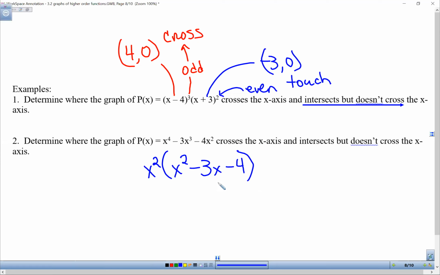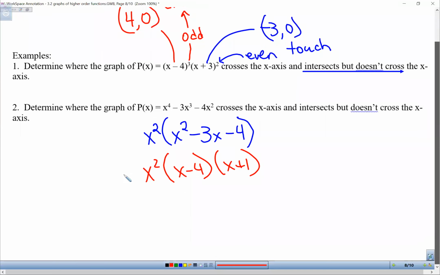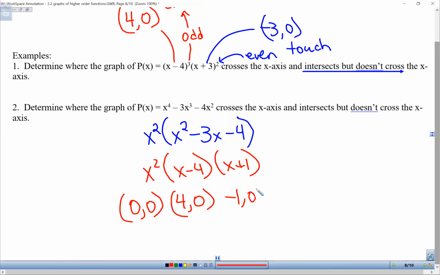All right, so we need the factors of 4 that add up to 3. So we're going to end up with x squared times x minus 4 times x plus 1. So anytime you have just x as a factor, that intercept is going to be 0, 0. And x minus 4 is going to give us 4, 0. And x plus 1 is going to give us negative 1, 0.